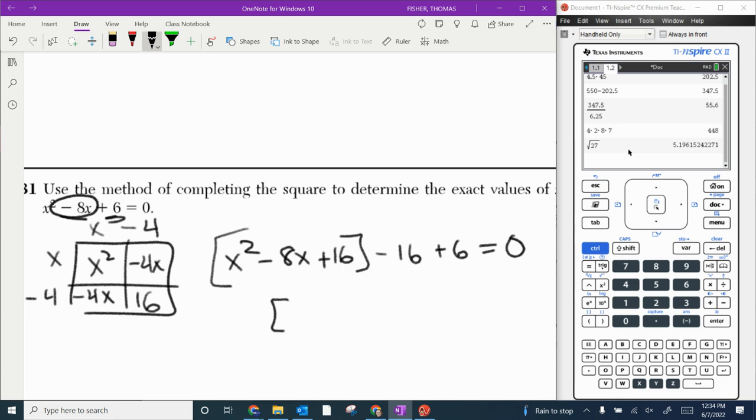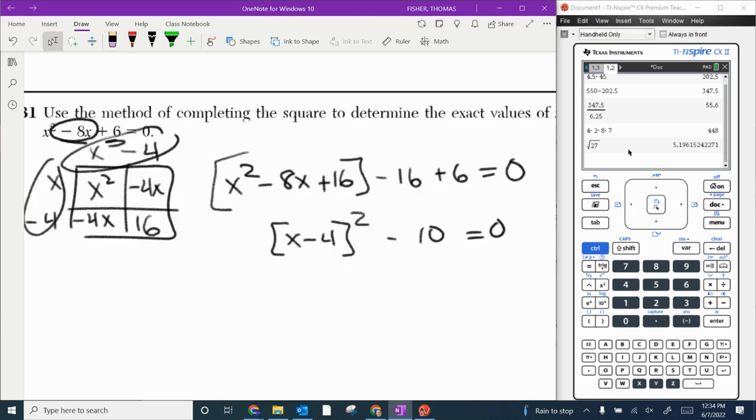And then from here, we know how this box factors into its length times its width. So x minus 4 times itself. And then combining these is just a minus 10 equals 0. And then we're going to solve. So we want to move the 10 over. So 10 equals x minus 4 squared. You can drop the square once.